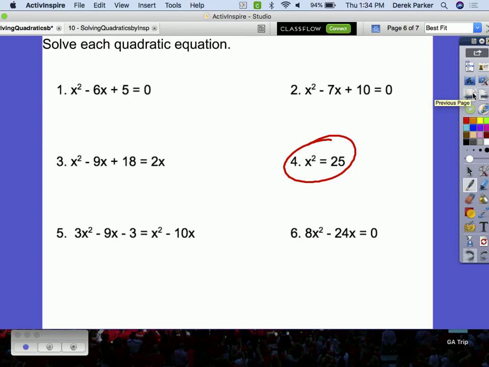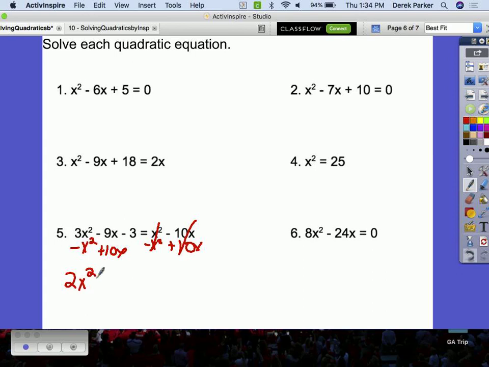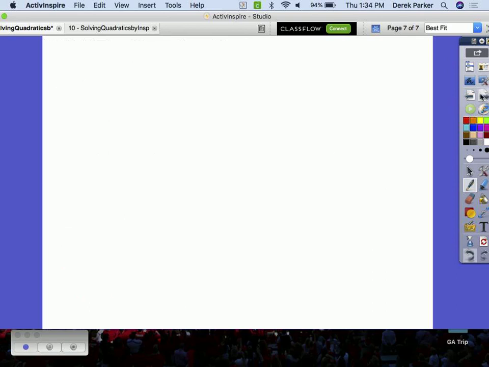The last problem I want to do is this one. First thing I'm going to do is move the x squared over and the 10x over. And I get 2x squared plus x minus 3. Now it's all set to 0, so I'm going to move over here. 2x squared plus x minus 3 equals 0. Now I'm going to use the AC method, and I get negative 6.